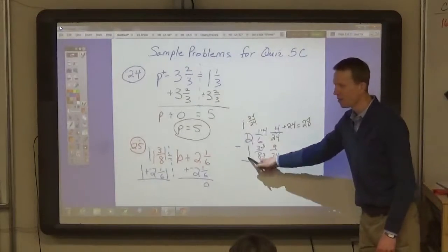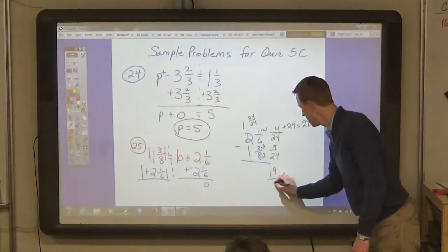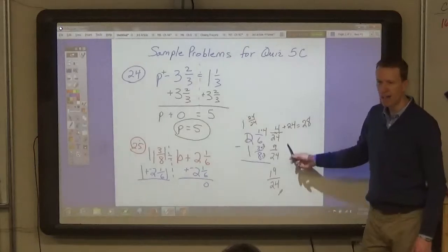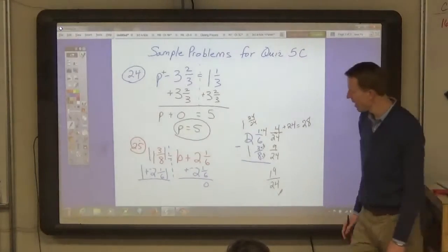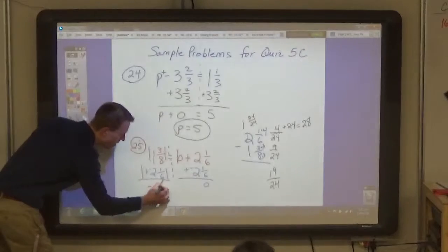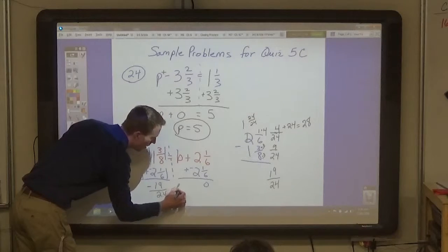And do we have any holes left? No. 1 take away 1. So it's 19/24. Now we go back over here. Is it positive or negative? Negative. It's negative, right? So the answer here is negative 19/24. I knew it. Equals B.